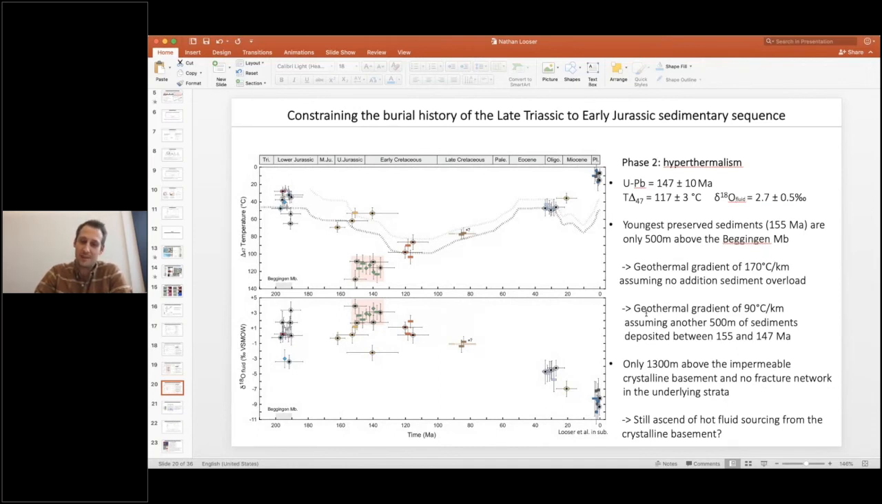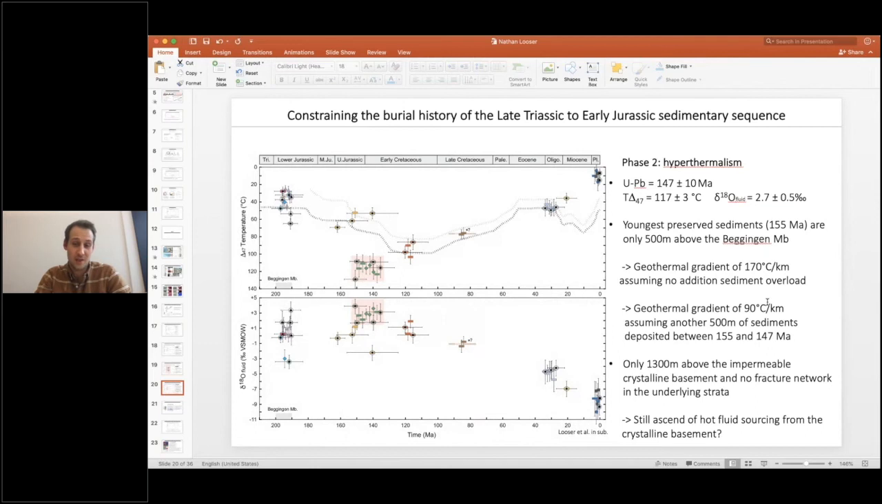And then if we say, okay, within the 8 million years that we don't have any stratigraphic constraints, so between 155 and 147 million years, we just say that during that time another 500 meters of sediments were deposited, then we still get a geothermal gradient of 9 degrees per kilometer. So we don't know what actually happened. Clearly, it cannot be burial. So there must be something going on, like a high heat flow.